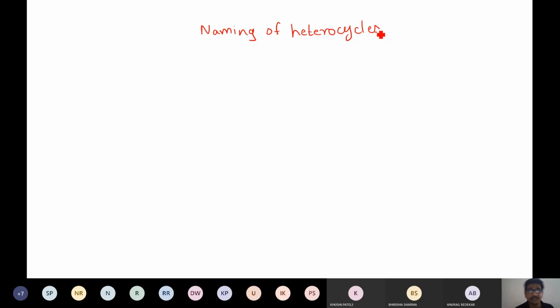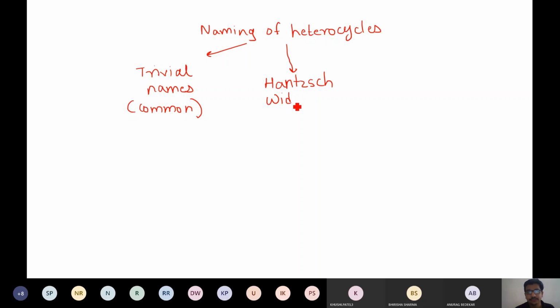Basically there are three systems of naming the heterocycles. First system is nothing but what is called trivial names, or some may call it common names. The second system is put forth by two scientists, so it is named after them. It is called the Hansch-Widman system. And the third system is relatively not so relevant when it comes to organic chemistry, but still it is there. It is called replacement nomenclature.